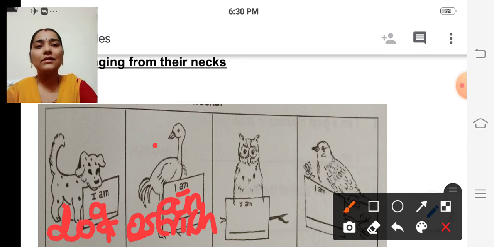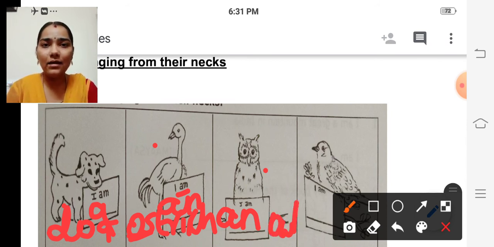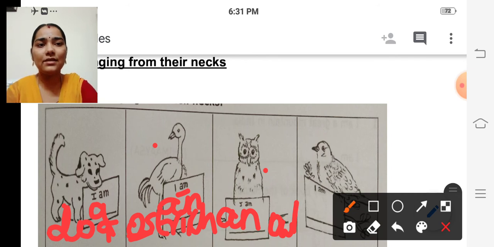Yes. The next one is, what is this? Owl, isn't it? It is owl. So here, which article should come? Owl. Owl starts with O. It is a vowel. So we have to place an before it, isn't it? So I am an owl. Okay, is it clear, children?